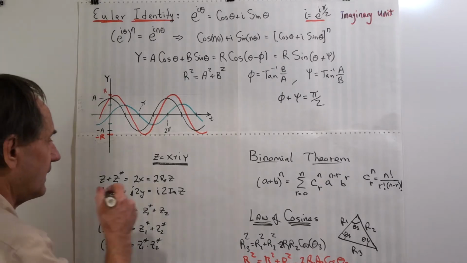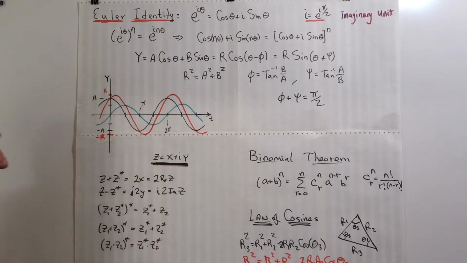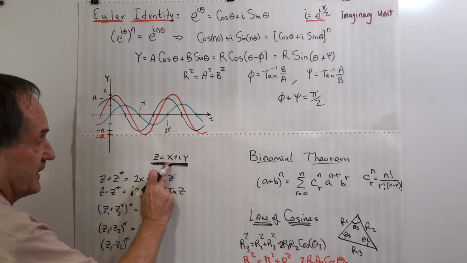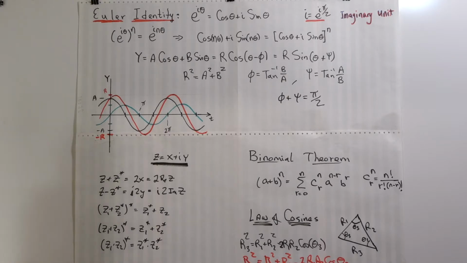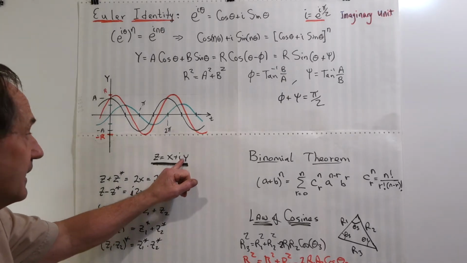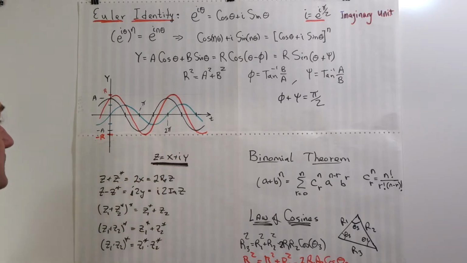And our designation for a complex number is Z equals X plus iY, where X is the real part, Y is the imaginary part. The imaginary part does not include the i. Real and imaginary parts are always real numbers.